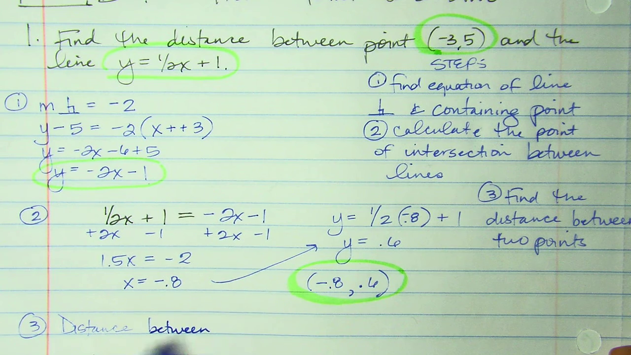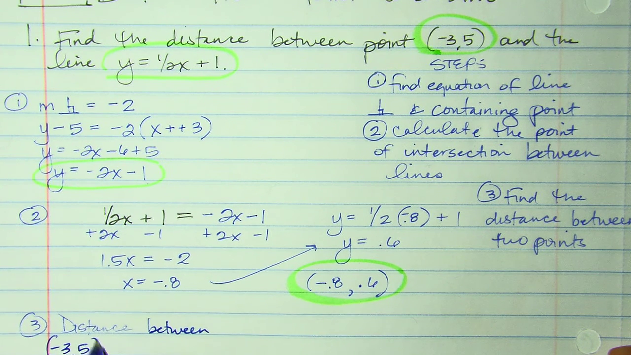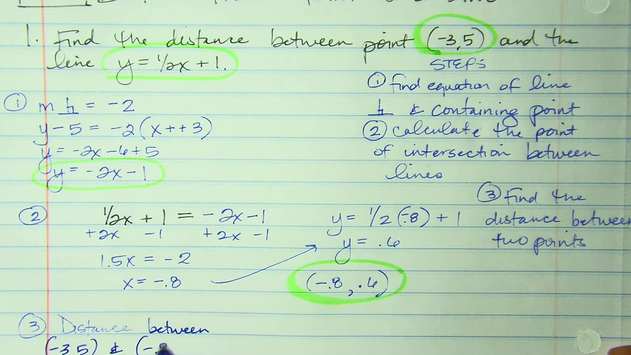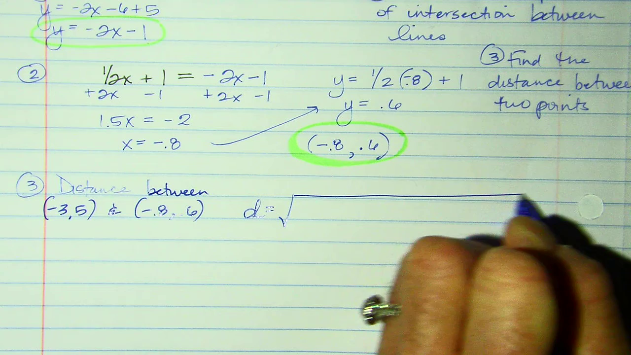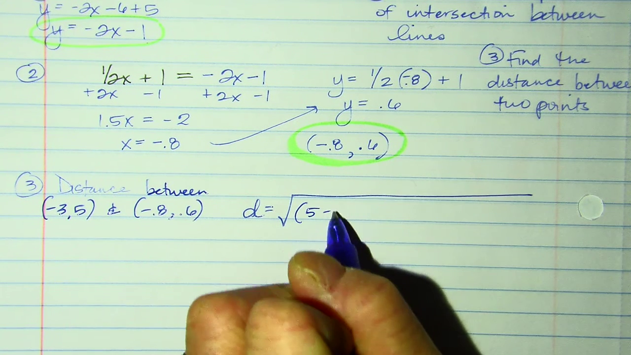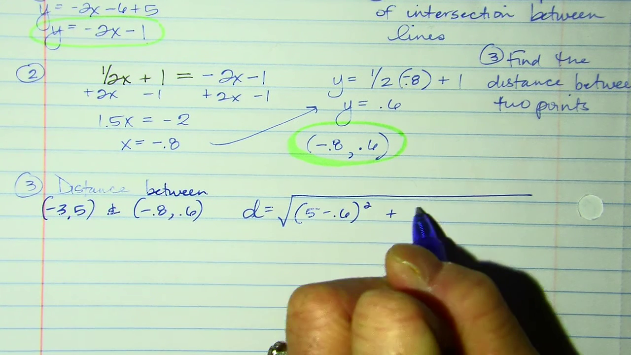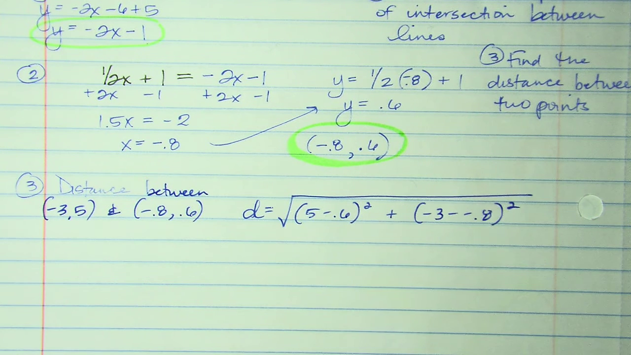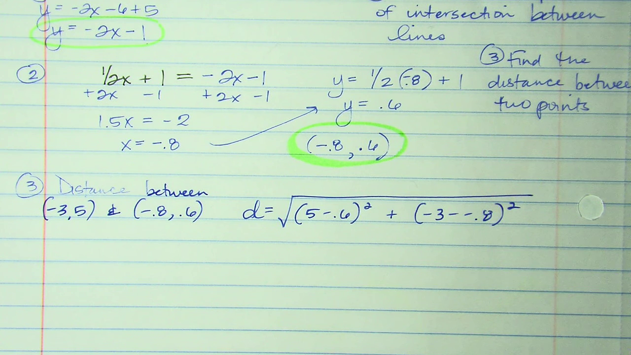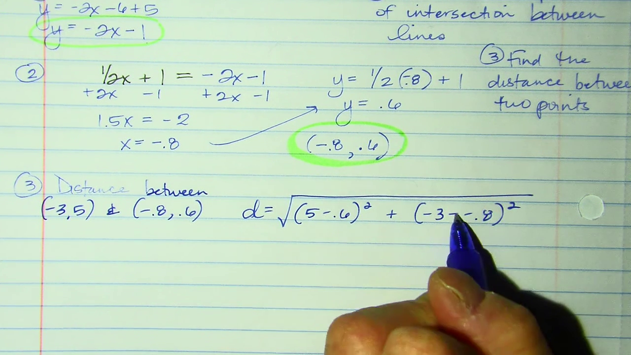Between negative 3, 5 and negative 0.8, 0.6. And so I'm going to plug that into my distance formula. My distance formula is the difference in your y values squared plus the difference in my x values squared. You're looking for the distance between the two. That is why I'm subtracting. And so I'm going to grab a calculator. Right, this becomes a plus sign.